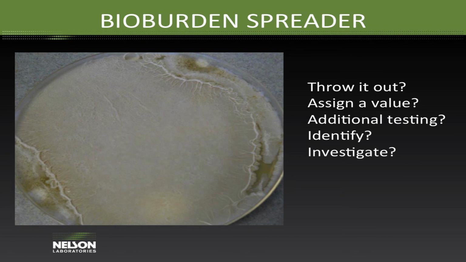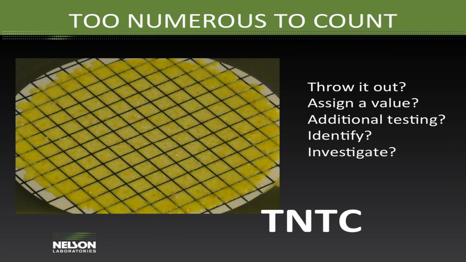Okay, so here's a bioburden spreader. So again, these are the questions we ask. Do we throw it out? Do we assign a value? Do we do additional testing? Identify the bug, investigate. This is the type of guidance that we'll be adding into the standard. And the same questions for a TNTC result. So these are the plates that we don't like to see in a lab. These and the plate I showed you previously, because these are hard to deal with.